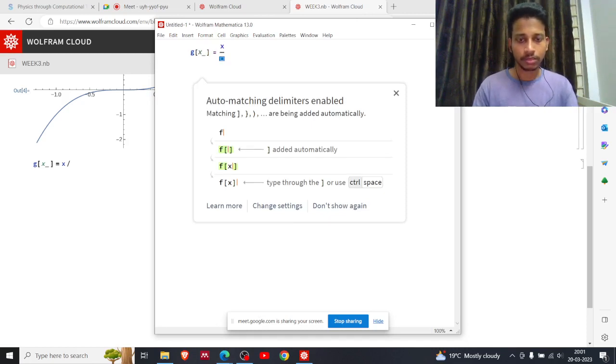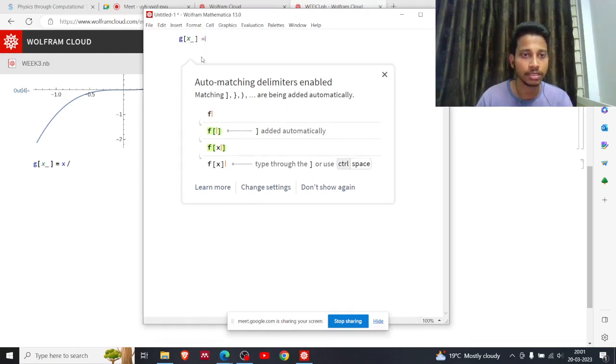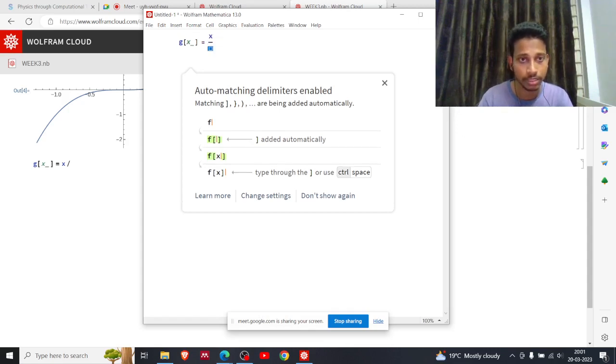Can you see my desktop? I mean the desktop version of Mathematica. Yes, sir. So here I have written the same thing in the Wolfram Cloud, g of x underscore equal to x by. Here I typed x, and after that I type control slash, and it automatically takes the fraction. But in Wolfram Cloud it is not taking. I don't know what is the reason.